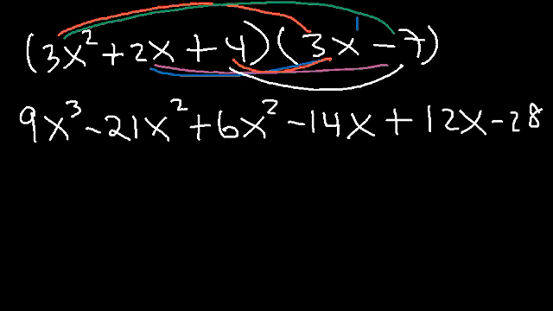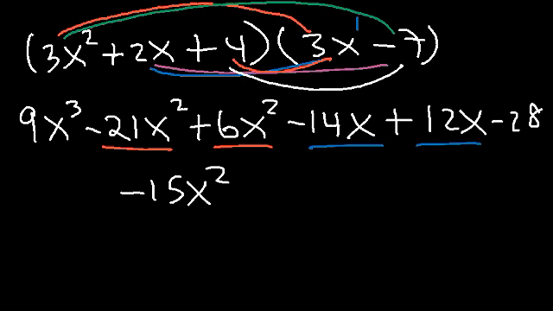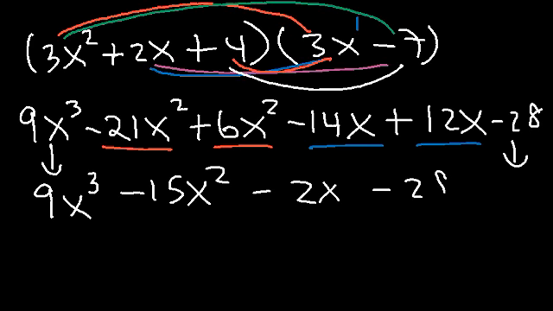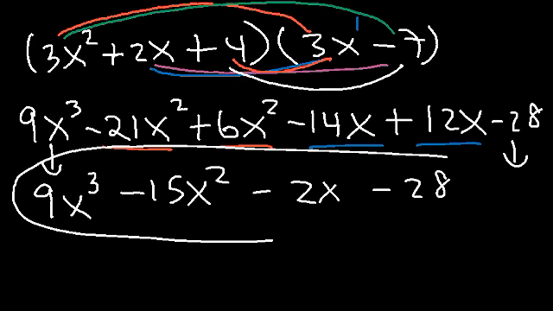So let's combine like terms. Negative 21 plus 6, or 6 minus 21, that's equal to negative 15x squared. Negative 14 plus 12, or 12 minus 14, that's a negative 2x. And then everything else, let's bring it down. So it's 9x cubed minus 15x squared minus 2x minus 28. So this is the answer.